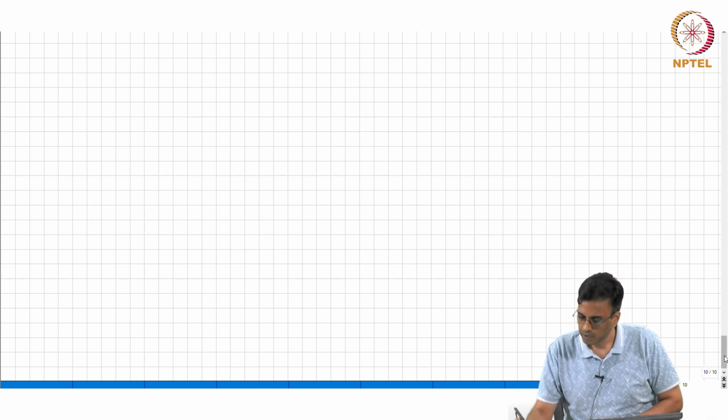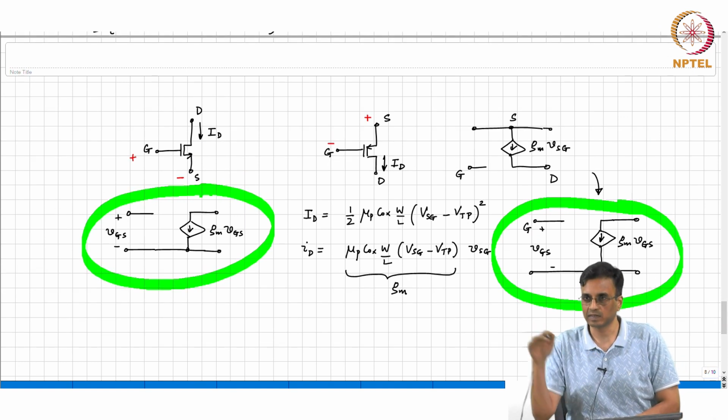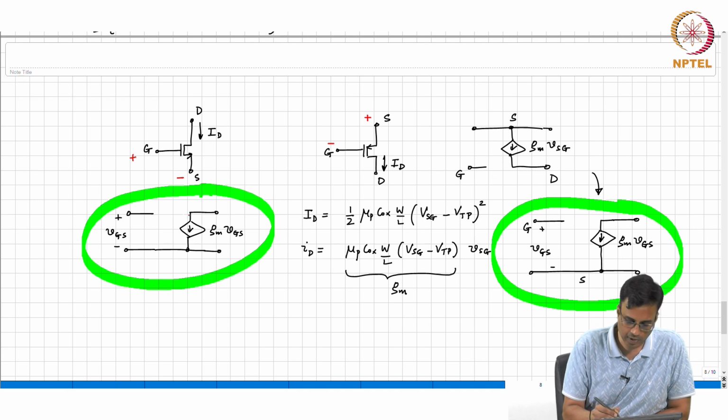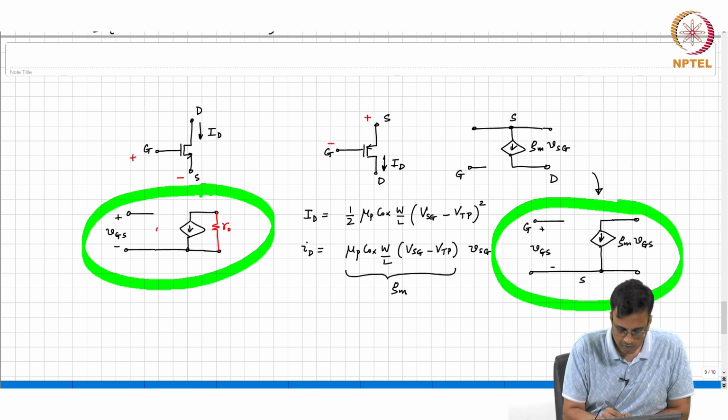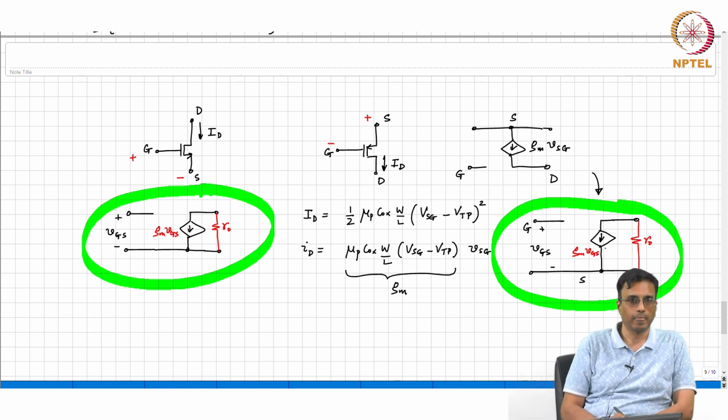Okay. Now, of course, just like an NMOS transistor has got finite output resistance, the PMOS transistor also has got finite output resistance, and the consequence of that we already saw. It was to simply add an output resistance RO, this is Gm VGS, and similarly this is RO and this is Gm VGS. Does it make sense?